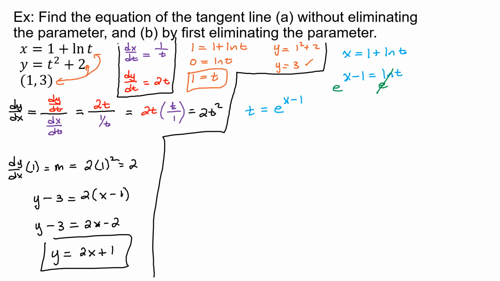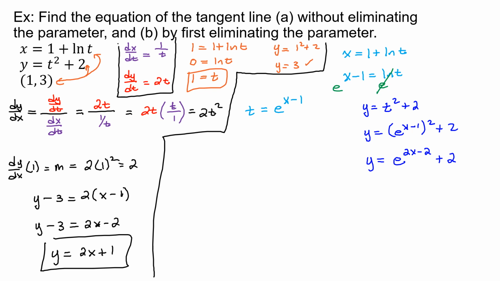Then I can plug that value into y, and then I'll have eliminated my parameter like we did in the last section. And so y would be the t squared plus 2, but I'm going to replace the t with e to the x minus 1. And so y, a power raised to a power means you just multiply the powers together. So this is e to the 2x minus 2 plus 2. And now I have eliminated my parameter.